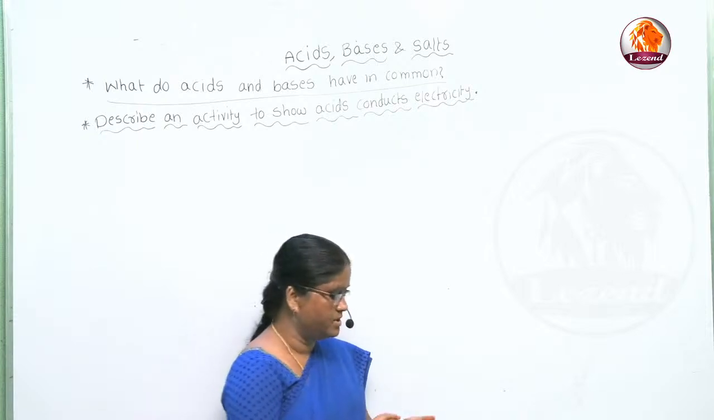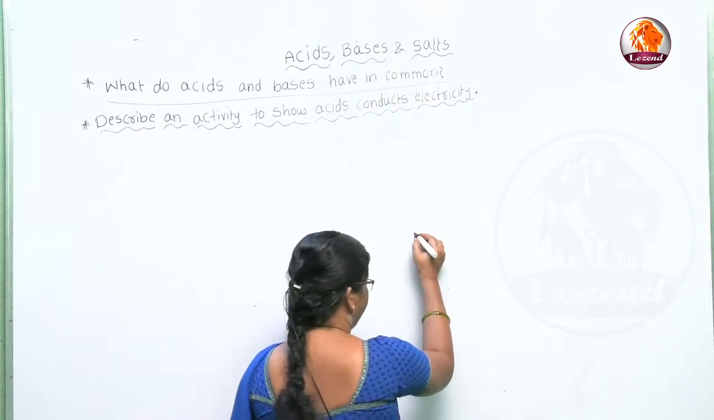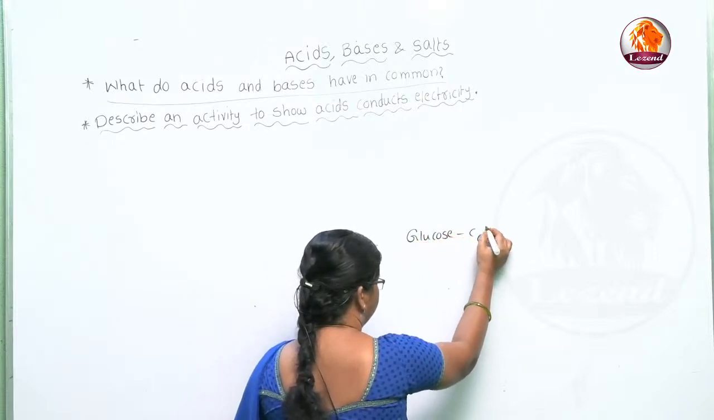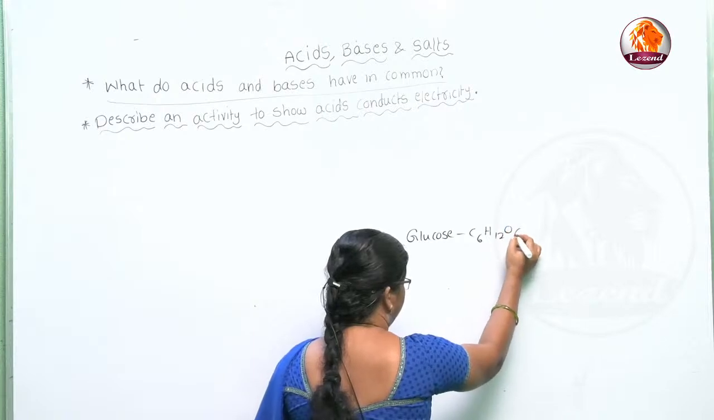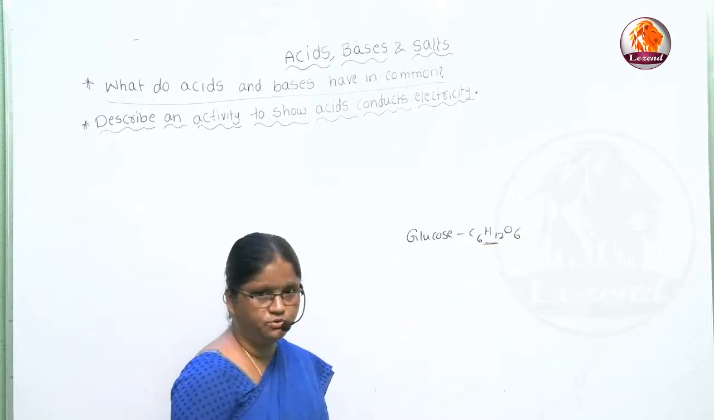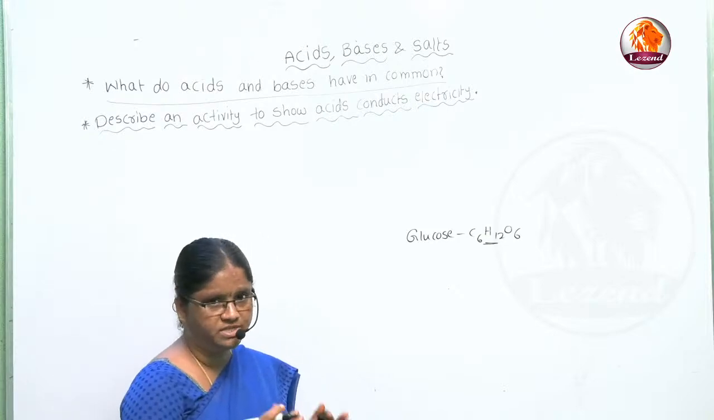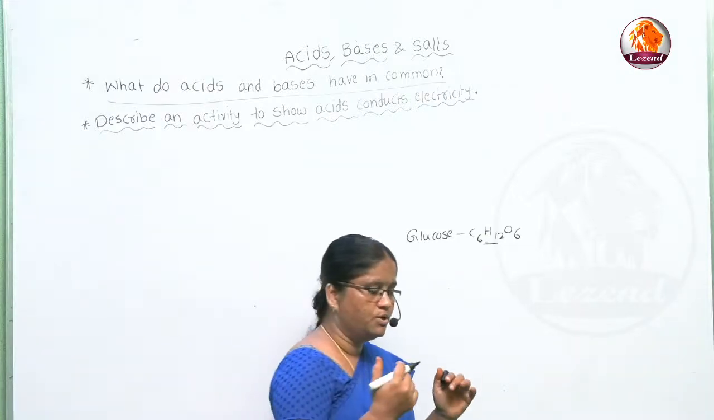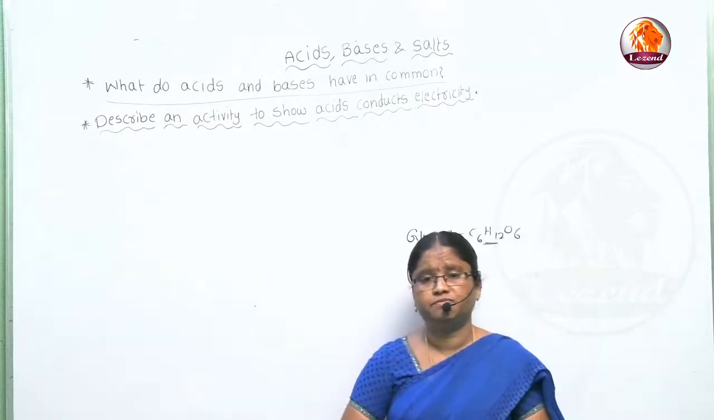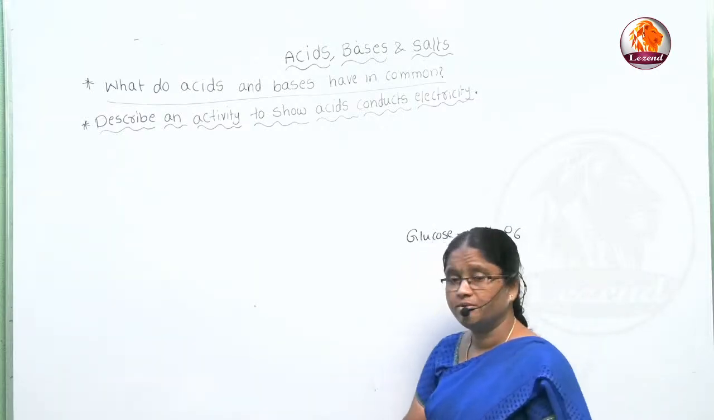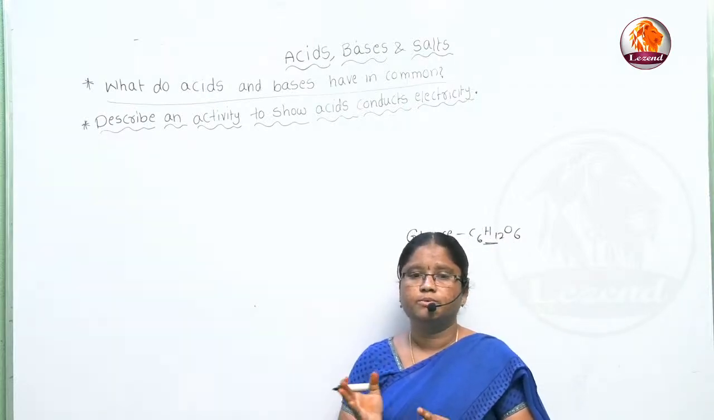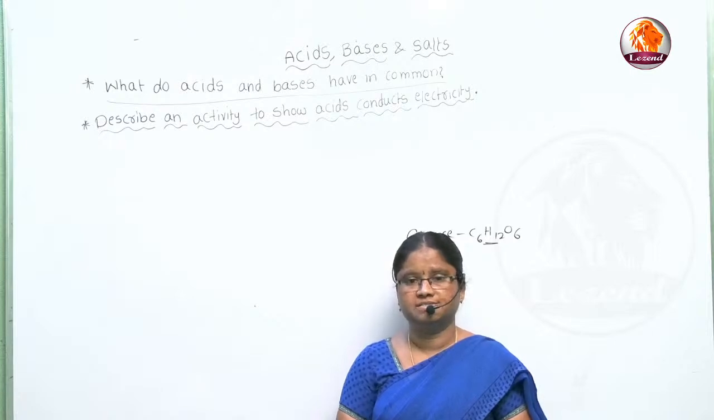For example, glucose is C6H12O6. Here the hydrogen element is present. This is a compound containing hydrogen, but is it an acid or not? What is our question here? What do acids have in common? They will ask the question like this for 4 marks: describe an activity to show whether all compounds containing hydrogen are acids or not.